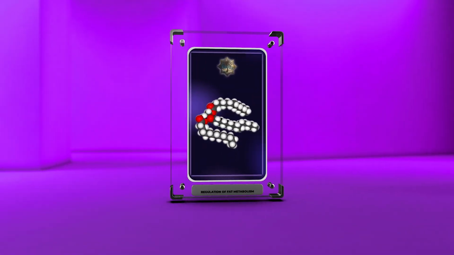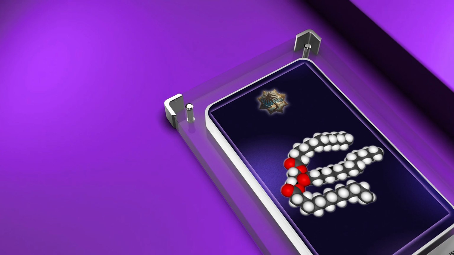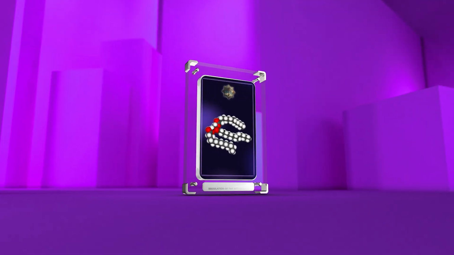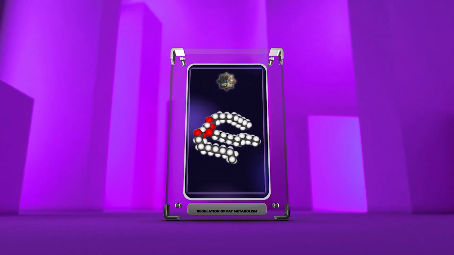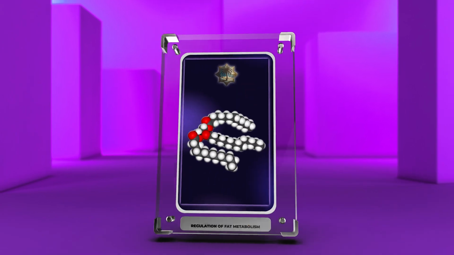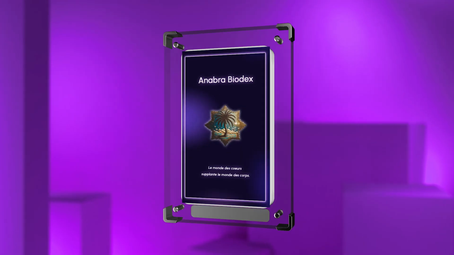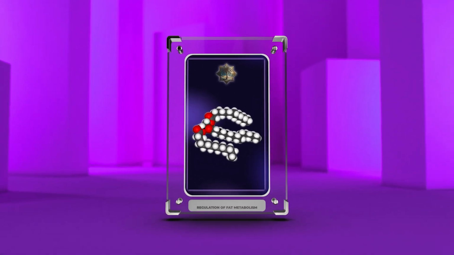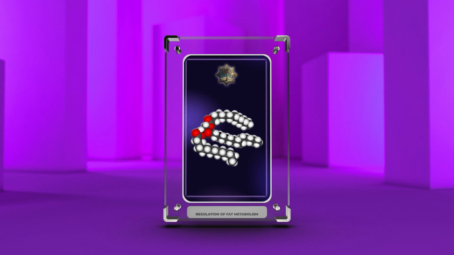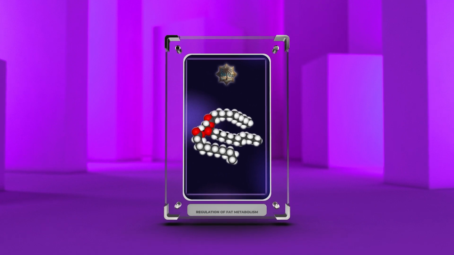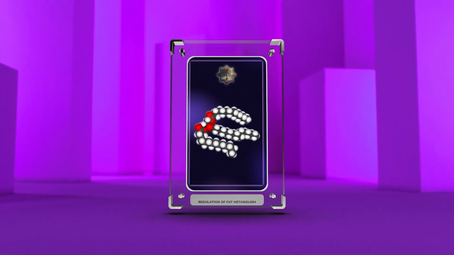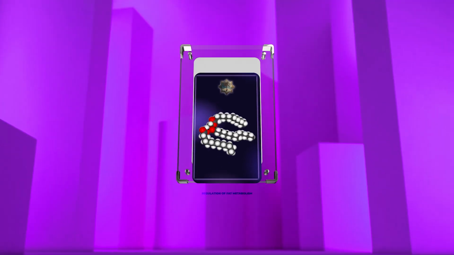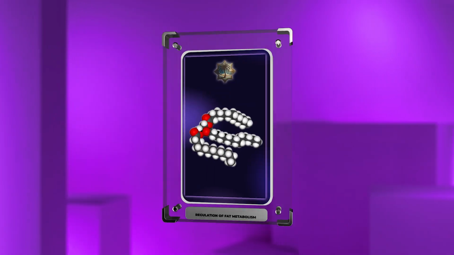Introduction. Hello everyone, and welcome to today's lecture on the fascinating topic of fat metabolism. In this lecture, we will delve into the intricate molecular mechanisms behind lipolysis, adipogenesis, lipogenesis, beta oxidation, and various other aspects of fat metabolism. Understanding these processes is crucial for gaining insights into metabolic diseases such as obesity, diabetes, and cardiovascular disorders. So, let us begin our journey into the world of fat metabolism with the process of lipolysis.